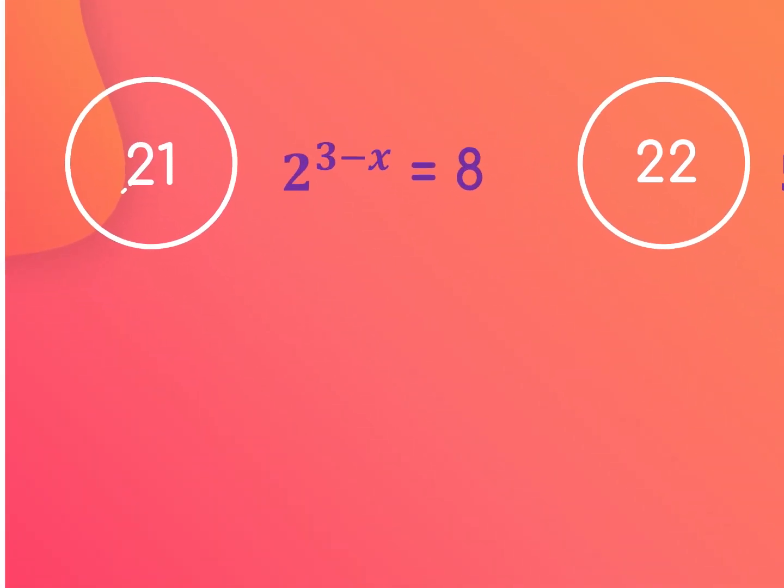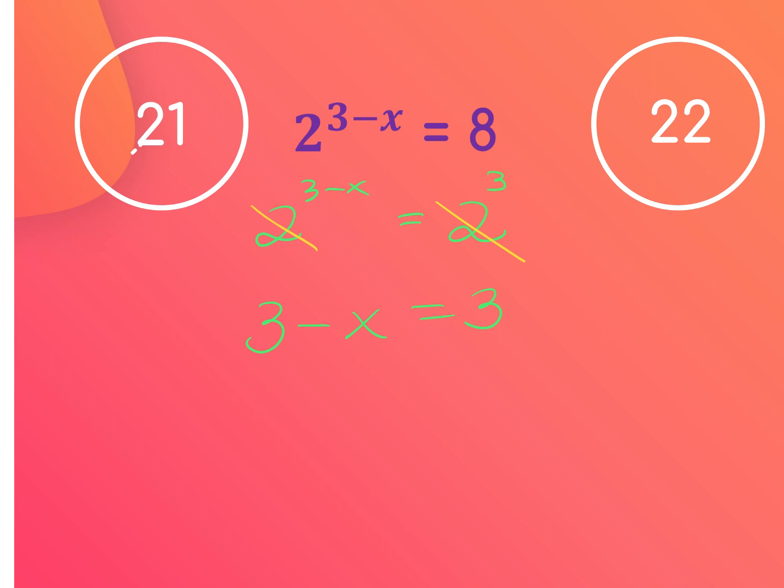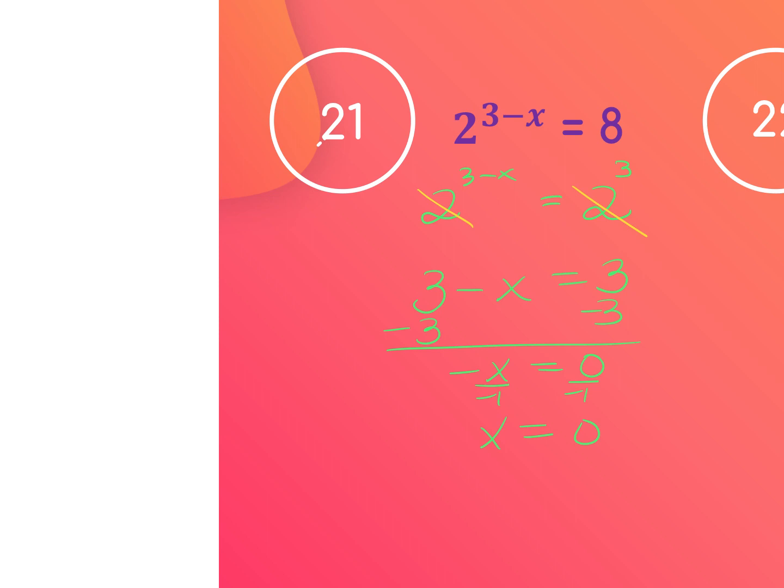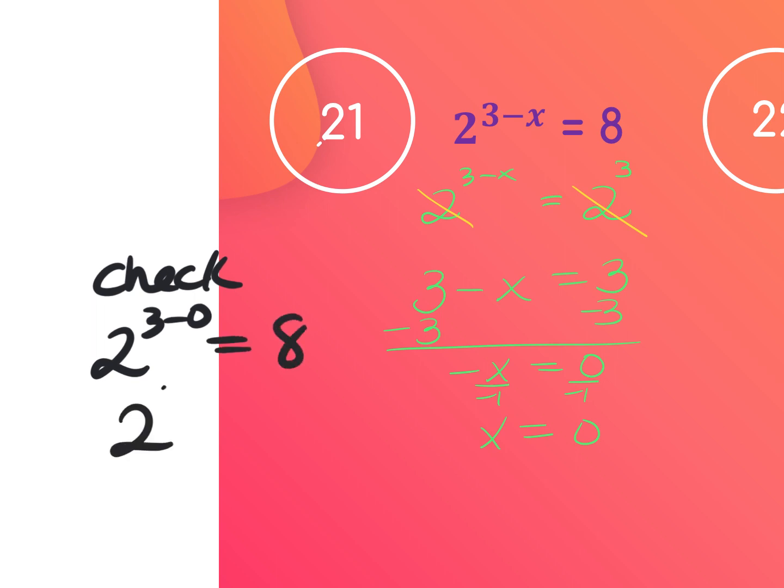Okay, so for number 21, again, I need to see, can I make that bigger base into the smaller? Yes, I can. I can change the 8 into 2 to the 3rd power. And then the other side, leave it exactly how it is. I have the same base. Get rid of the 2's. And now set the exponents equal to each other. I'm going to subtract 3 from both sides. Negative x equals 0. Divide by negative 1, and 0 divided by negative 1 is still just 0. 0 is a valid answer because watch, if we check this and I plug it in, 3 minus 0 is 3, 2 to the third power is 8, so 0 is a good answer.